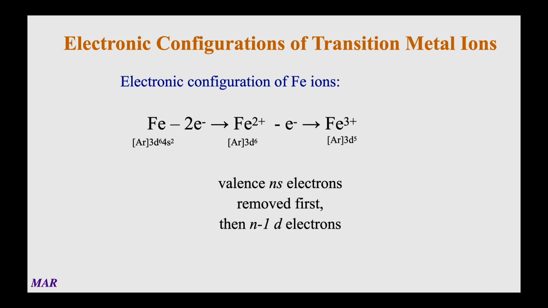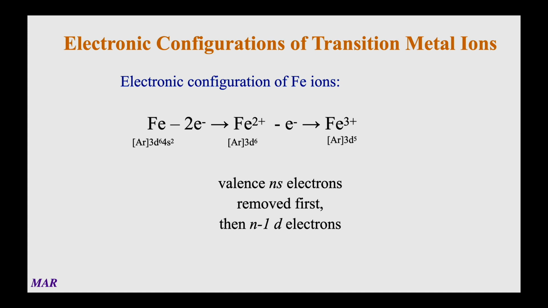If you make iron +3, then you'll start losing the d electrons. So at this point, you do lose d electrons. Iron +3 would have a 3d5. If you made iron +6, if you lost 3 more electrons, they would all come from the 3d set as well. Iron +6 we would expect would be 3d2. So you always remove the valence, the outermost ns electrons first, and then you start losing those d electrons, the n-1 d electrons.